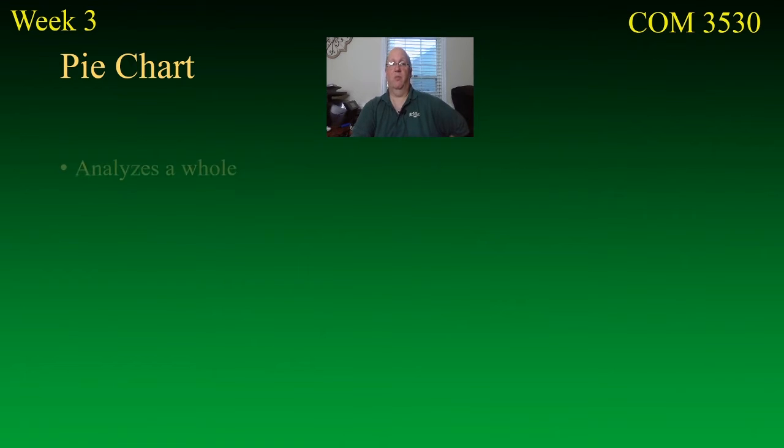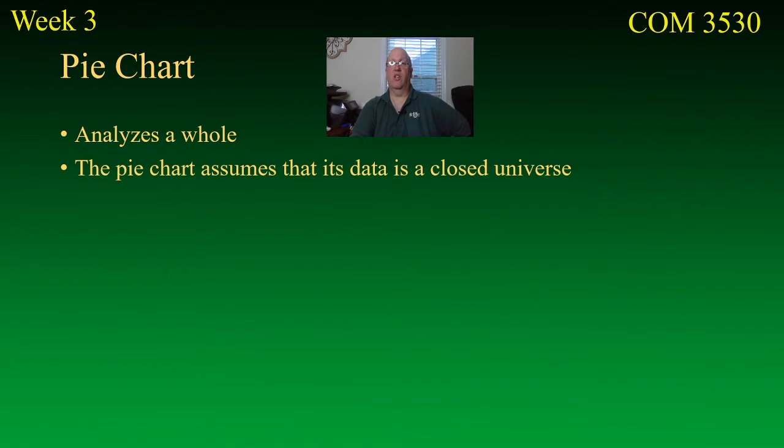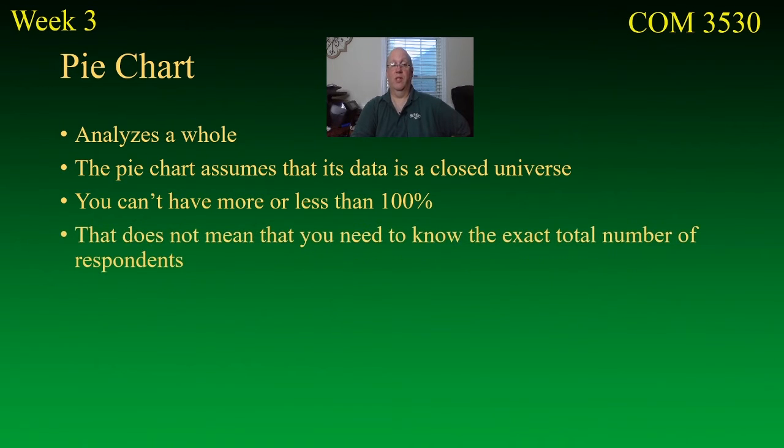Okay, the pie chart. Let's talk about that in detail. The pie chart analyzes a whole. It assumes that the data is a closed universe, that there's only a certain number of people that you're talking about or a certain number of things, and whatever that is, it is. And so whatever percentage of that chart is, it cannot go over 100%. You can't have more or less than 100%. You can talk about zero, but whatever your data is based on, it's based on the full number of the people surveyed, or whatever it is. It does not mean that you need to know that exact number. The computer will figure it out. That's why we use them.